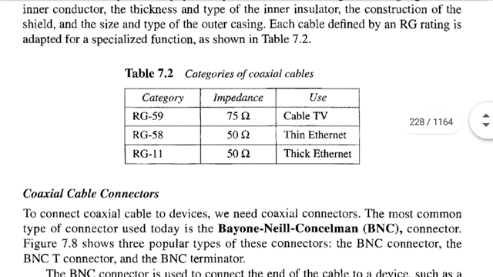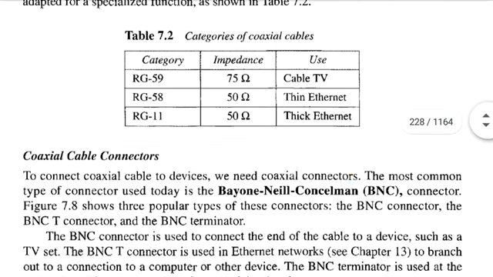Categories of coaxial cables. RG59, impedance 75 ohm, use: cable TV. RG58, 50 ohm, thin Ethernet. RG11, 50 ohm, thick Ethernet.